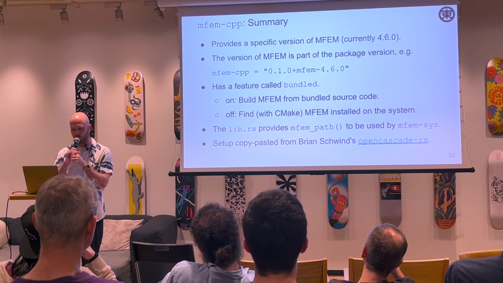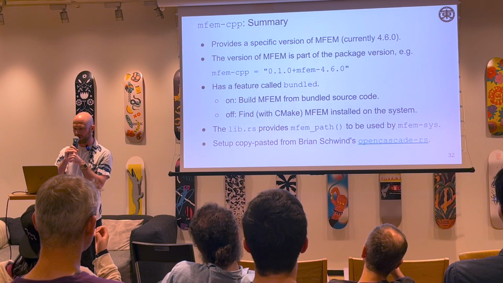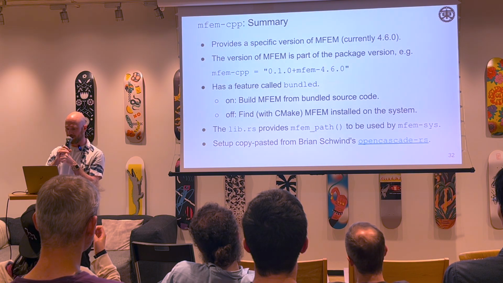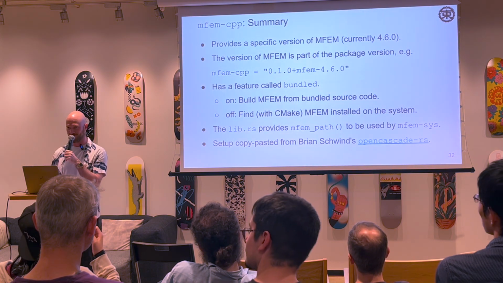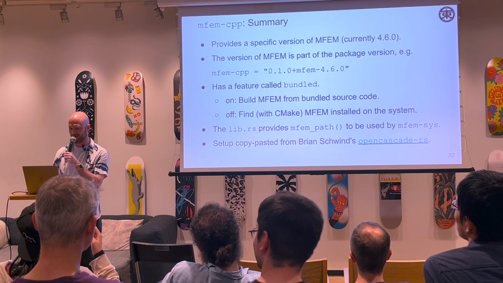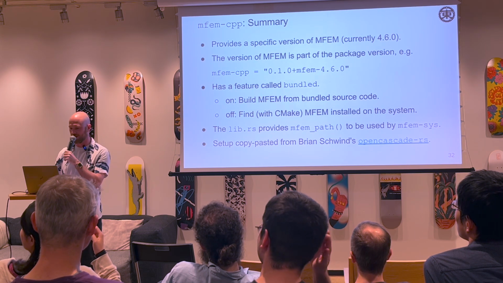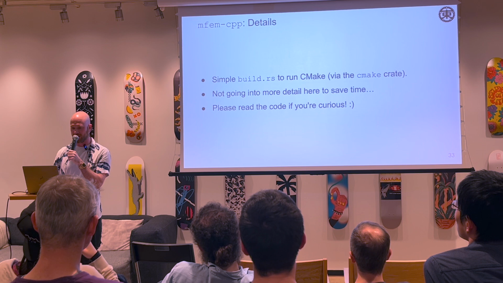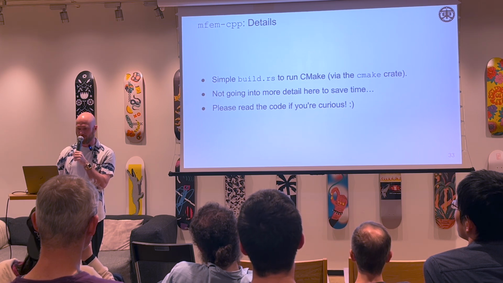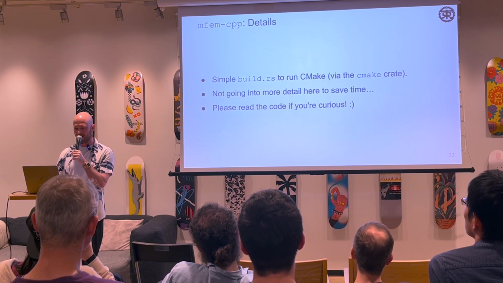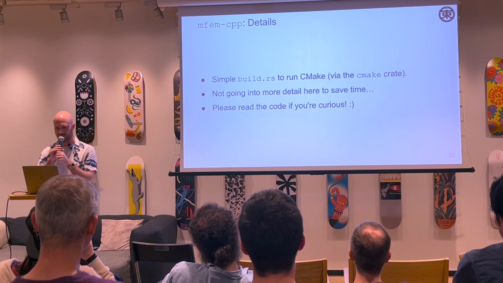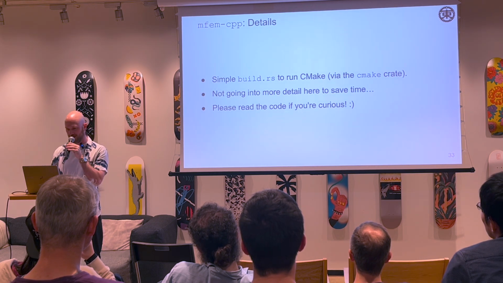This setup, the whole setup, by the way, was copy-pasted from Brian's excellent Open Cascade RS crate. Thanks, Brian. And it worked flawlessly. All right, the details. Like I said, it's just a simple build.rs file to run CMake. I'm not going to talk about any of the more details here. Please read the code if you're curious.